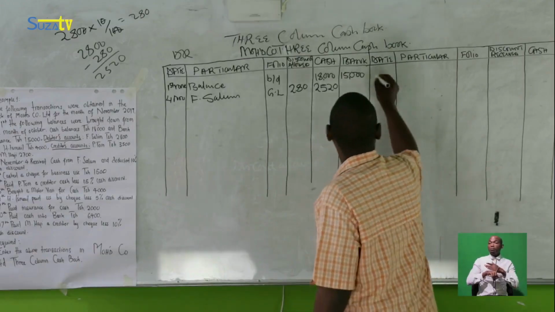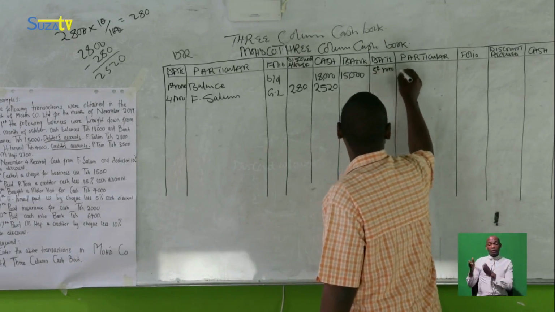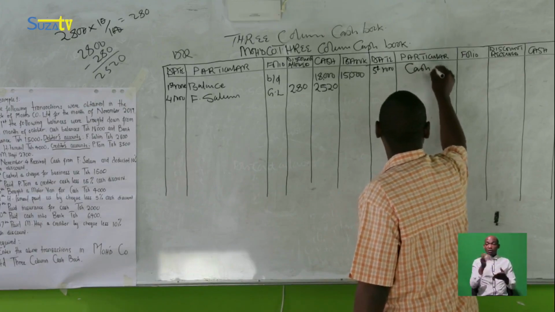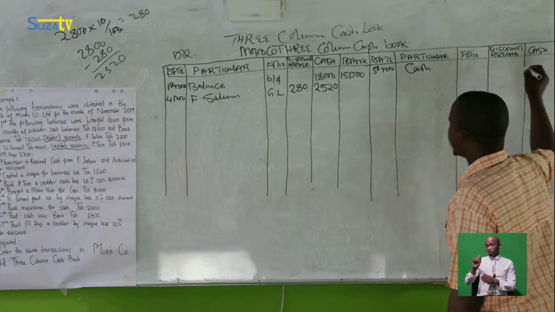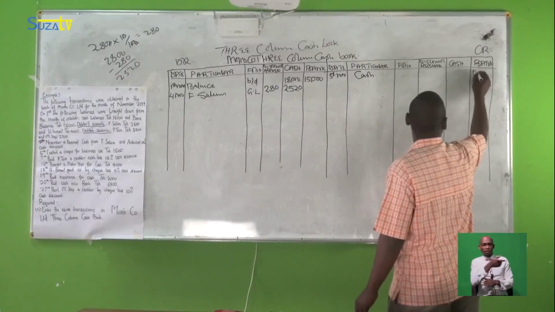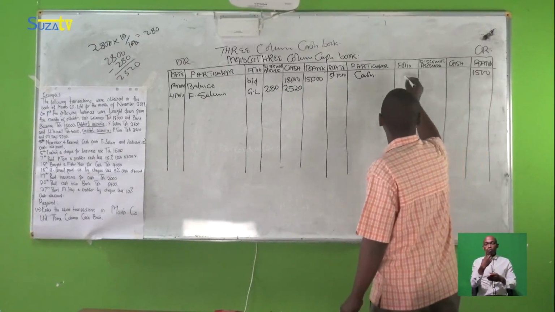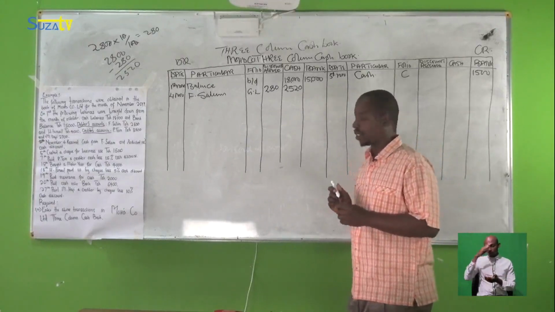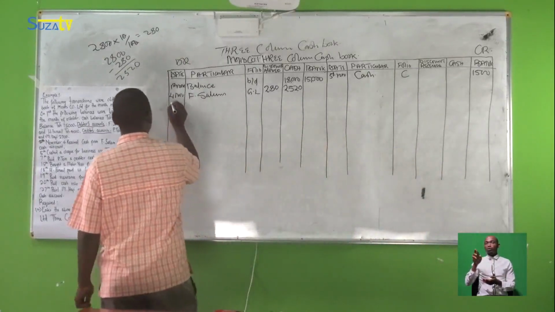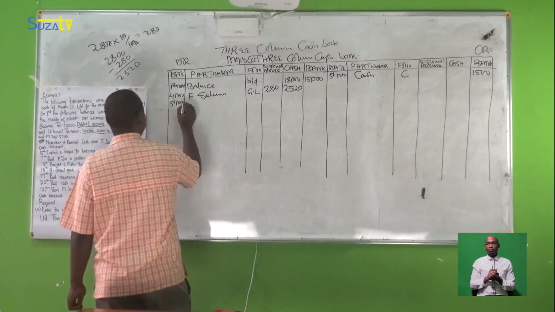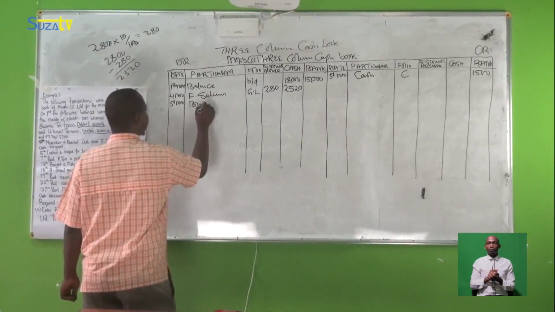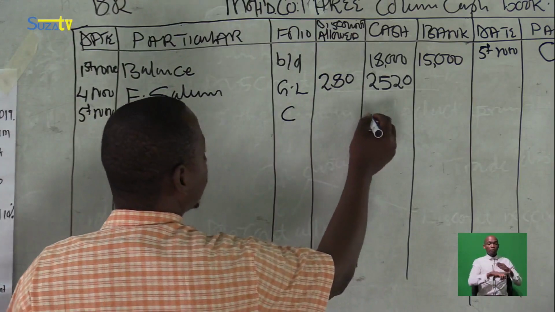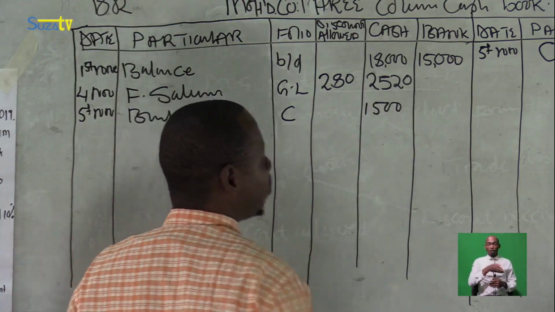How should they record it on 5th November? You say cash, how much did you draw from the bank? 1,500. In this column, you put C, the word contra. I think you remember the word contra. Then you come here and say 5th November, bank, how much? You put in the cash column, 1,500.